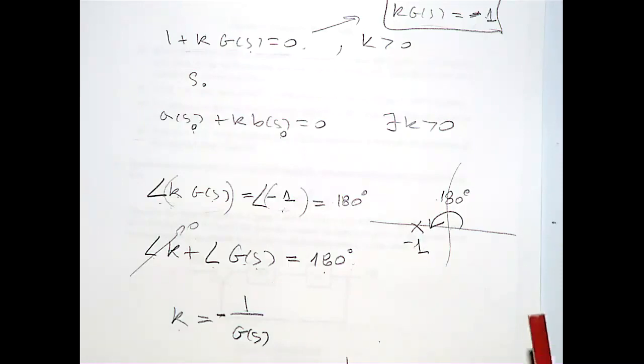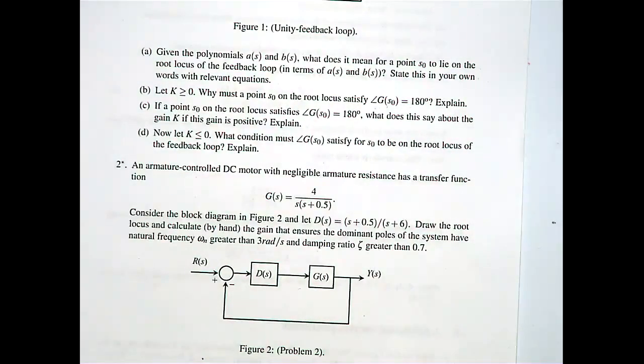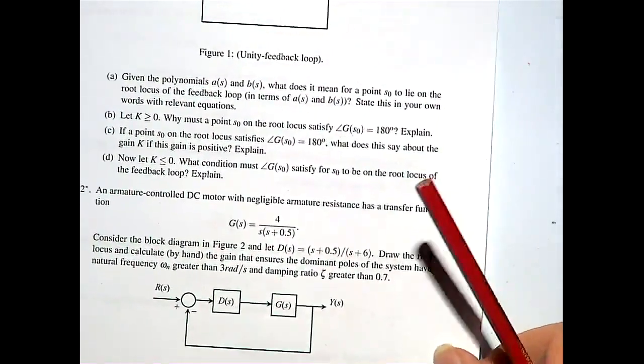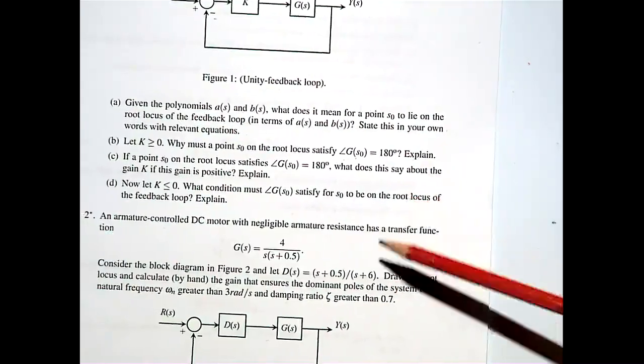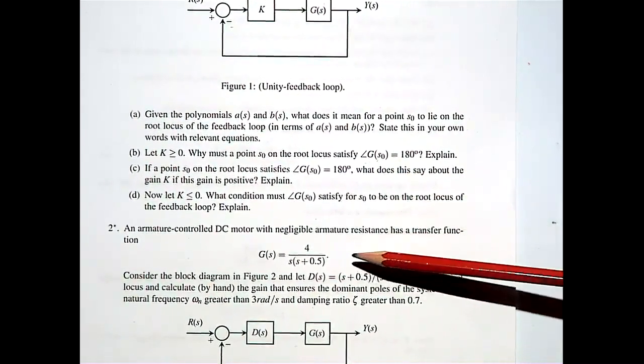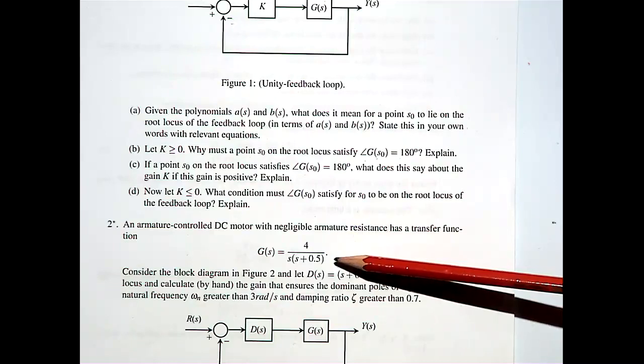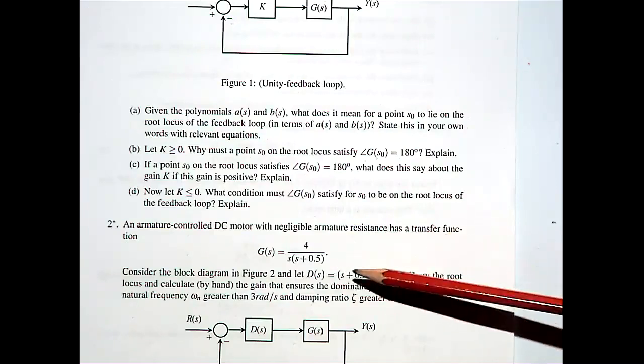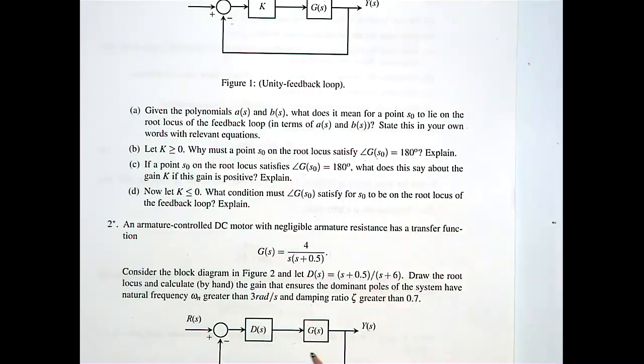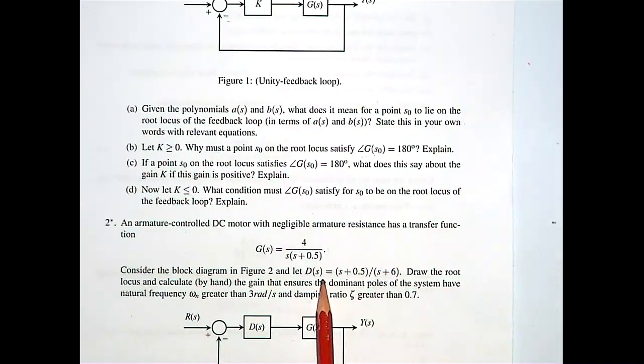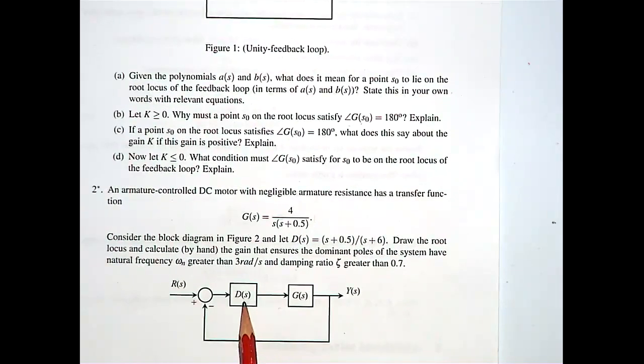All right. So here's an interesting one. It says an armature controlled DC motor with negligible armature inductance is given here by this transfer function, and you're asked to use the controller with this transfer function, S plus 0.5 divided by S plus 6. So you have now that D of S is given by that, and G of S is given by that.